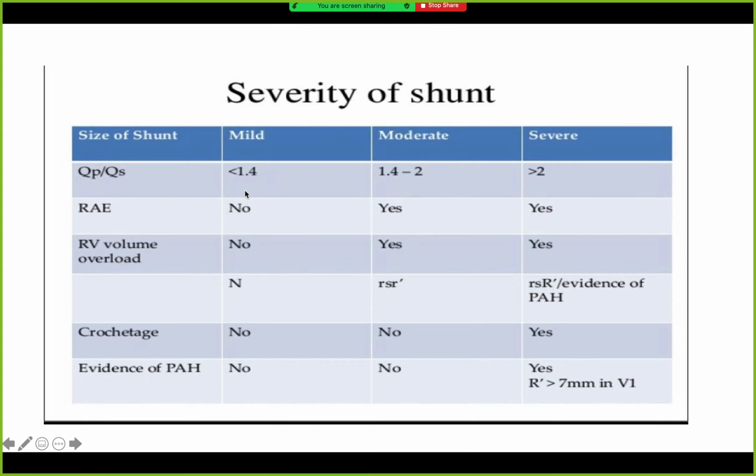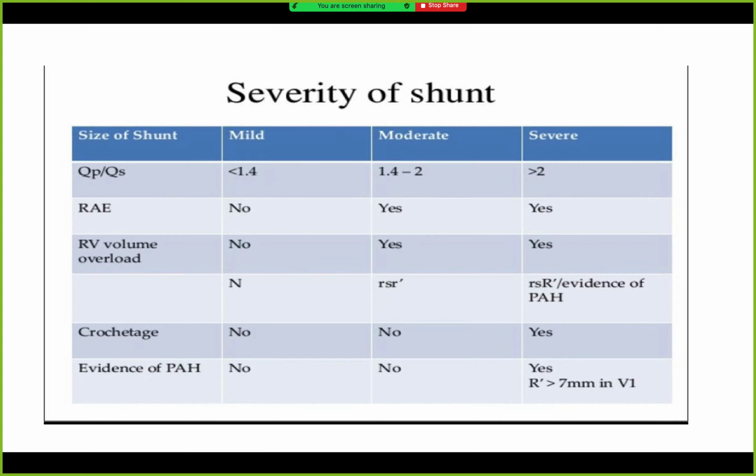Okay, if the ratio is less than 1.4 it will be mild, but if it is more than 2 it will be severe. Similarly, if you notice there's a right atrial enlargement, you can already notice that most of the things are going to the right side rather than to the left side. So if there is right atrial enlargement, the chances are it will be towards the worse side, so it is moderate or severe. Similarly, for the RV volume overload, again, it can be moderate or it can be severe, isn't it?